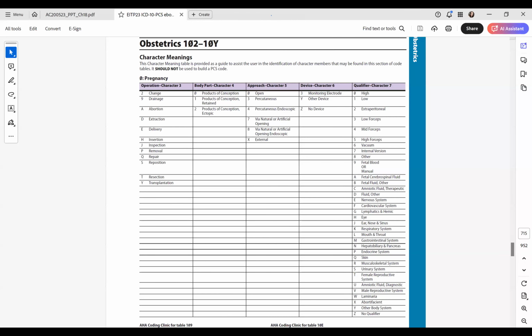And as we can see, the first character is a 1, followed by a 0, right? 0 for pregnancy. Now we get into the third character, which is the root operation. And a lot of these are the same ones we've seen before. Change, drainage, abortion. A new one, extraction, we've seen that before. Delivery, have not seen that before, but we have seen inspection, insertion, removal, repair, and reposition.